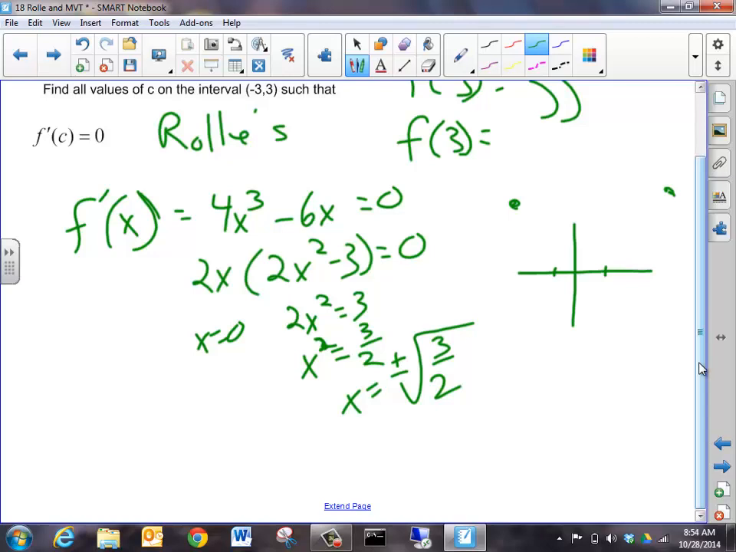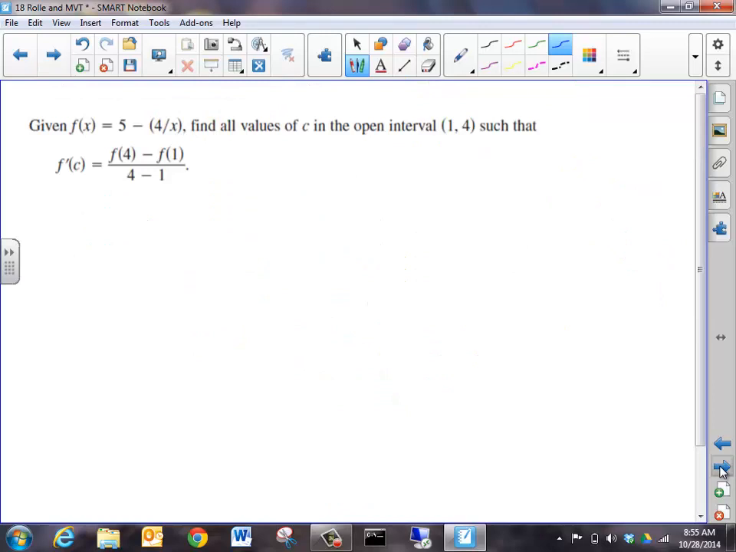Now, it could look like this. Or it could look like this from what we know right now. But it's got to do something like that. We don't know which yet. We'll figure that out a little bit later as we go on, later in the week. Okay? Find the derivative, set it equal to zero. If you take nothing away from today, find the derivative, set it equal to zero.